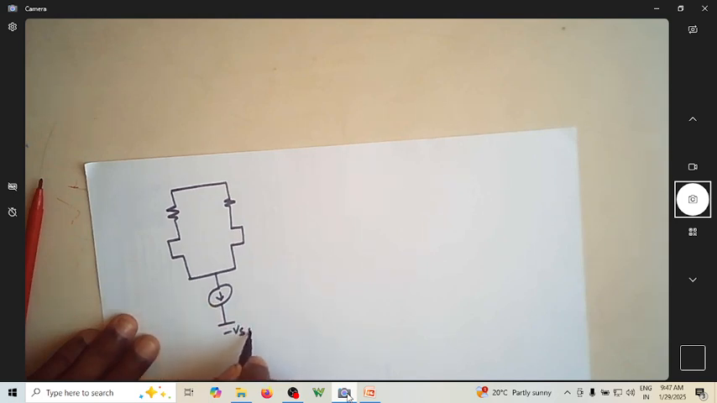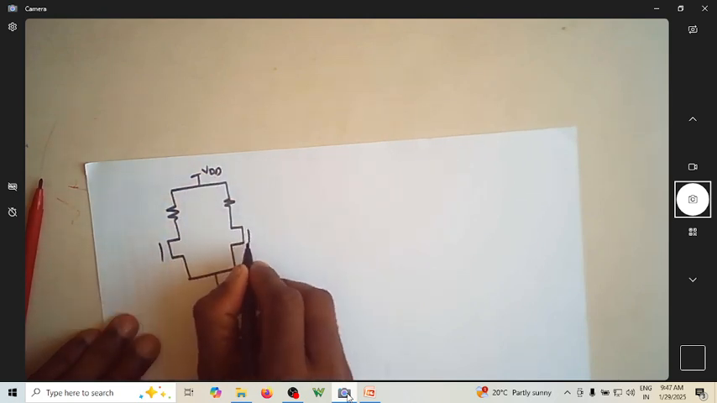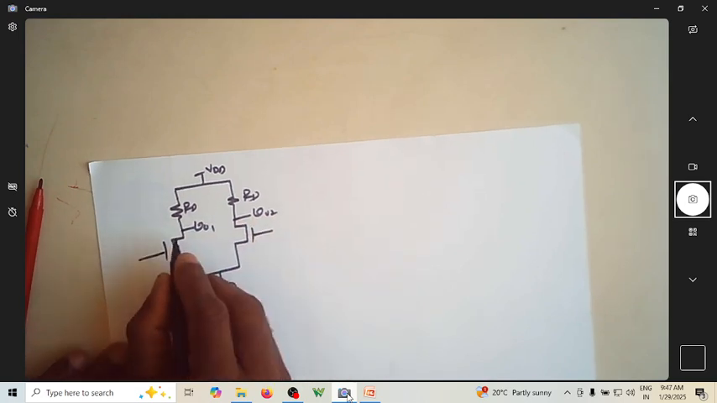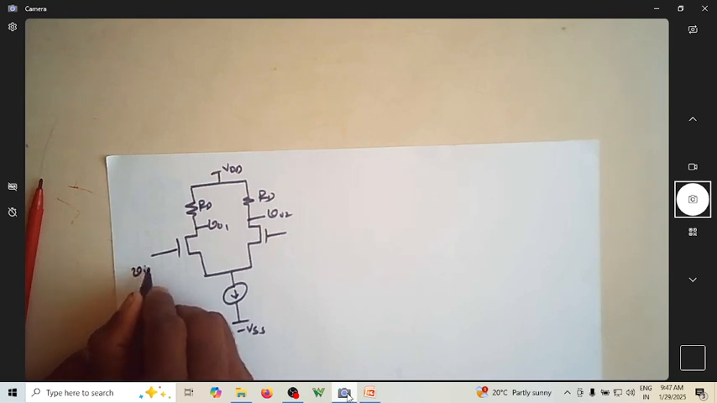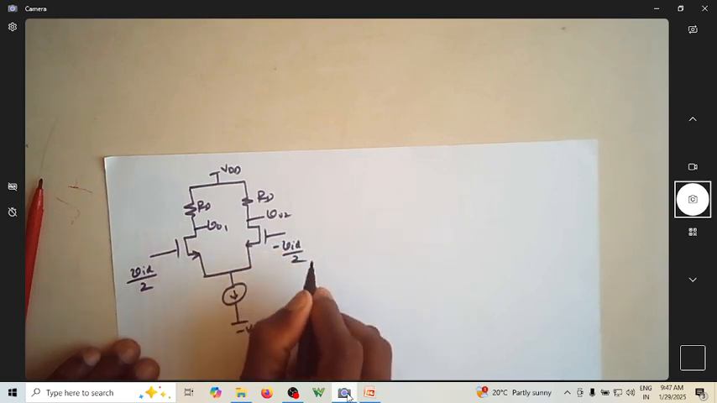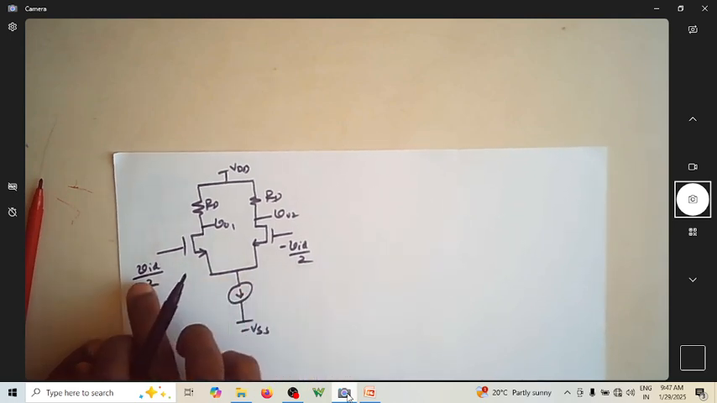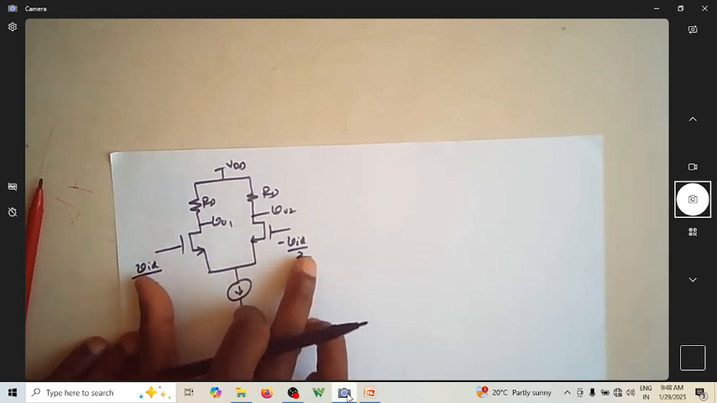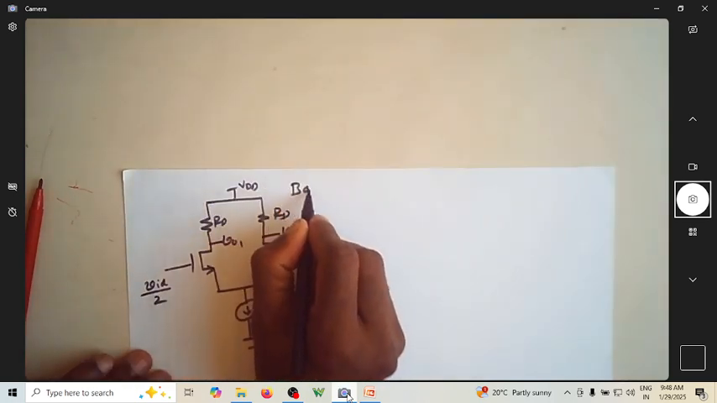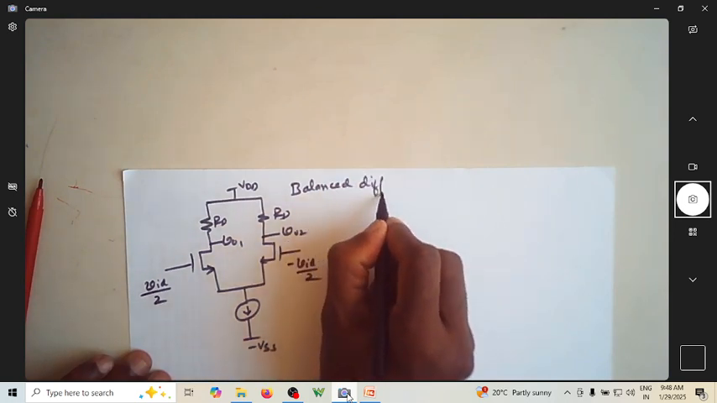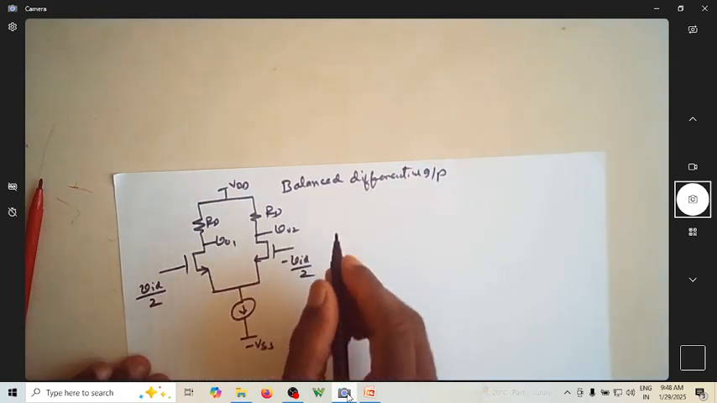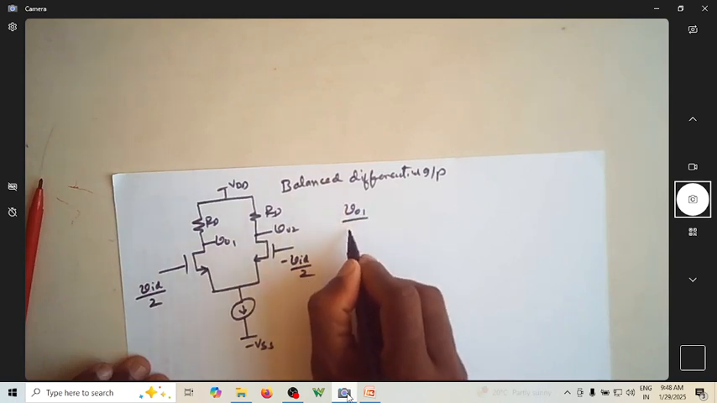This is minus VSS, this is VDD, and let me take this as RD, this also as RD, this is V01, this is V02. Let us take a differential input voltage. Let us take this as VID by 2 and this as minus VID by 2. I'm applying the same magnitude to both of them, but one is plus, the other is minus. So it is a balanced differential input. The input is differential because these two are different, but it is balanced in terms of magnitude. This is called a balanced differential input.